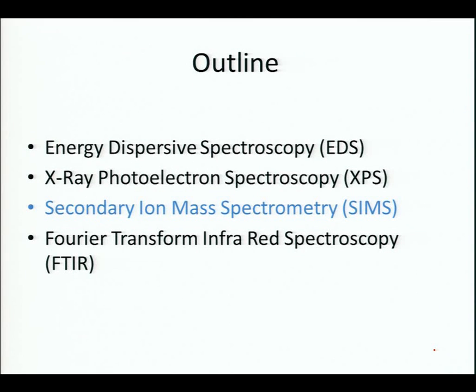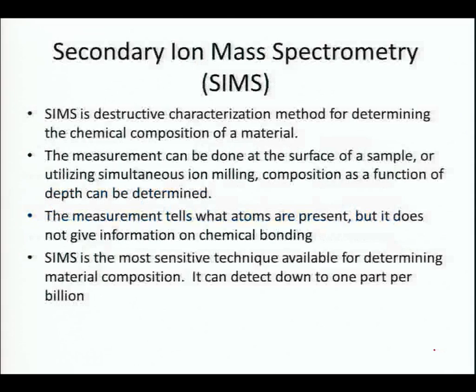So now we're going to move on to another test, which is a really test that gives a heck of a lot of resolution. SIMS. So it's secondary ion mass spectroscopy. SIMS is a destructive characterization method for determining the chemical composition of a material. So this can't be used in production. What you have to do is sacrifice the sample because it's a destructive test.